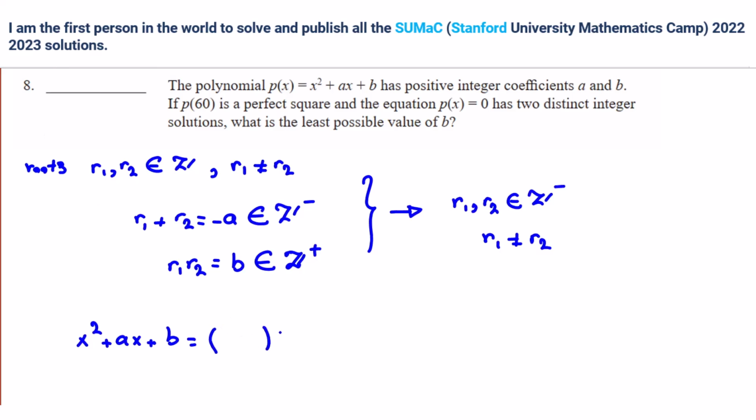R1 and R2. So let's see. x minus R1, x minus R2. So 60 minus R1 times 60 minus R2 is... okay. Exactly. It's a perfect square, right?